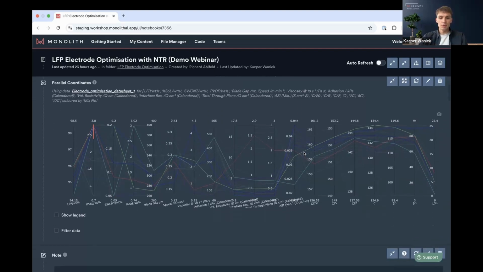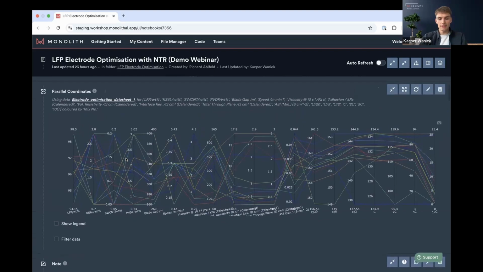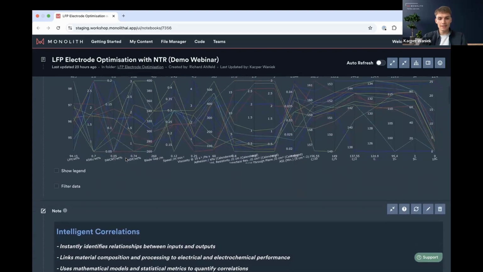So within this feature, it is very interactive. As I've selected here, we can look at certain areas within the design space. If I was looking at a certain concentration of LFP and I wanted to see what the tests looked like across the other parameters, I can select that there and it will highlight the experiments that I'm looking for. So we can, of course, explore our design space in a few different ways.